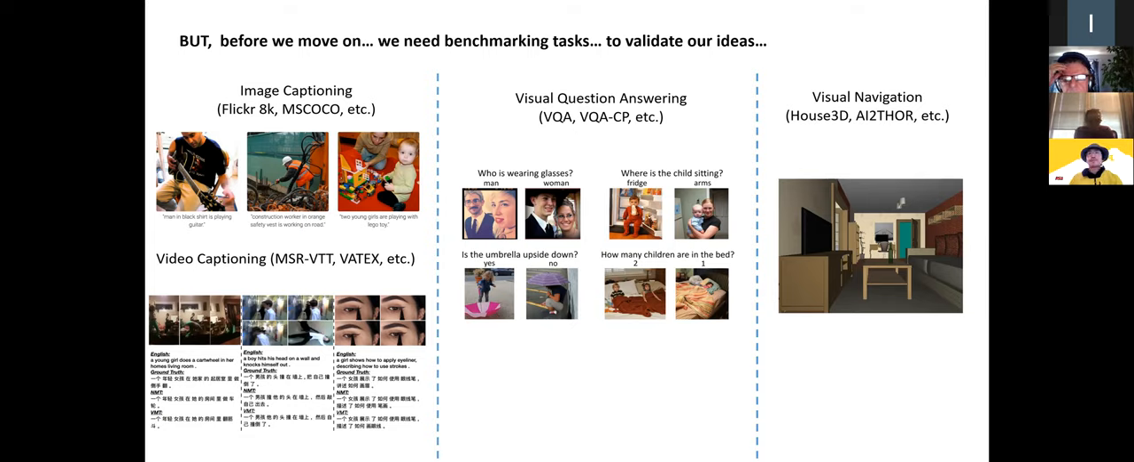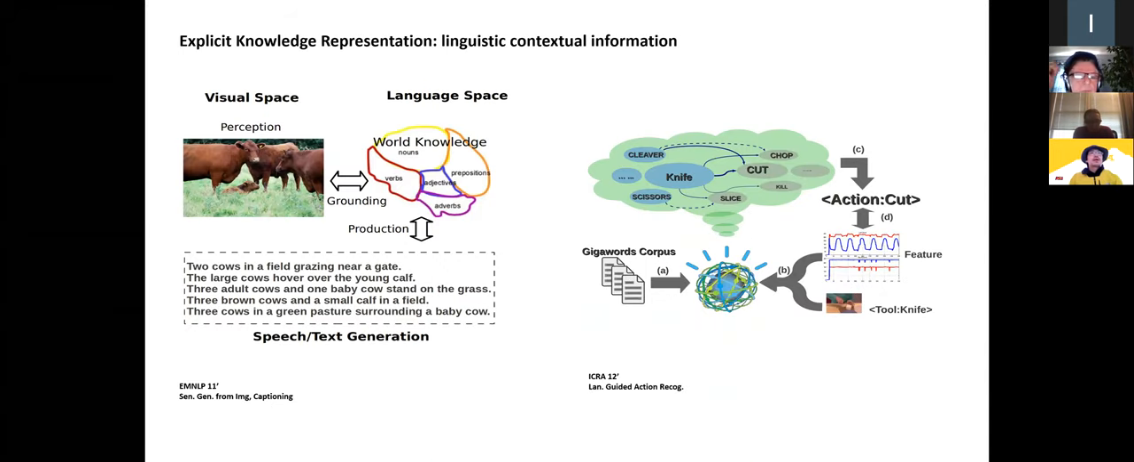validate our ideas. So to start talking about knowledge representations, at the very beginning, we showed that by simply using linguistic contextual information, such as the statistical occurrences between sentences, we can already show outperforming performance at that time, right? So tracing back to 2011 and EMNLP 2011, we had a publication on sentence generation from images using linguistic context information extracted from a vast linguistic corpus.